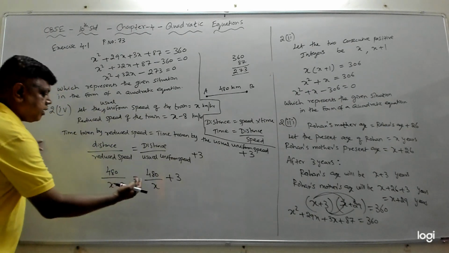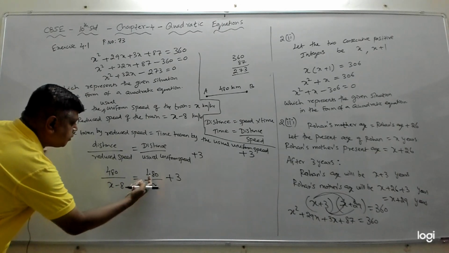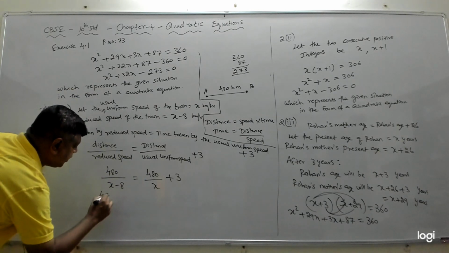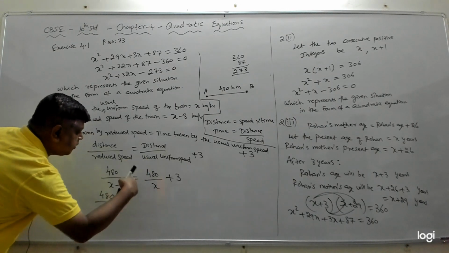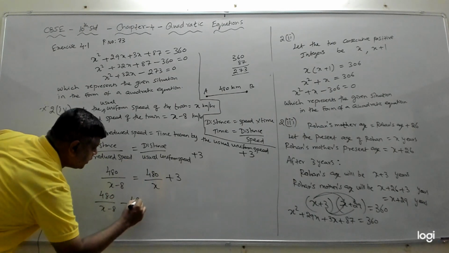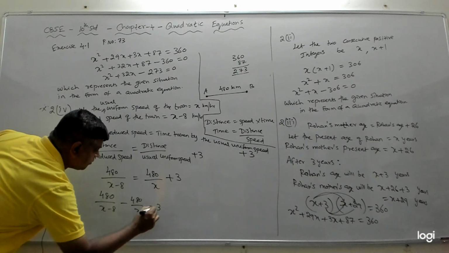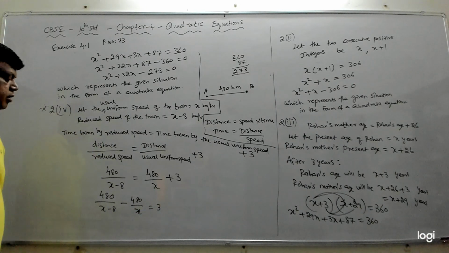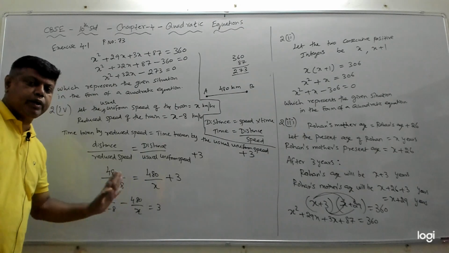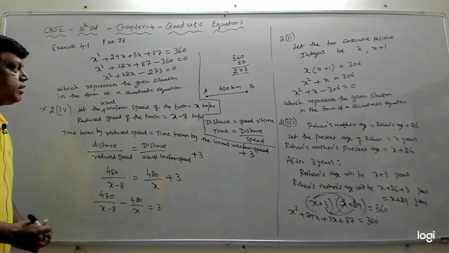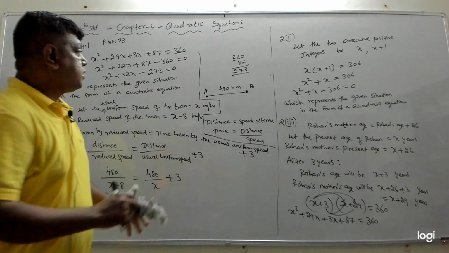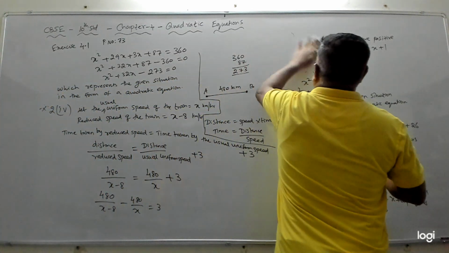Now let's bring everything to one side. So I can bring this to one side. 480 by x minus 8 minus this 480 by x comes this side. It will become 480 by x equal to 3. We will keep this 3 here, then later we'll bring it here. Let's try to simplify this. Fine. So what happens if we simplify?